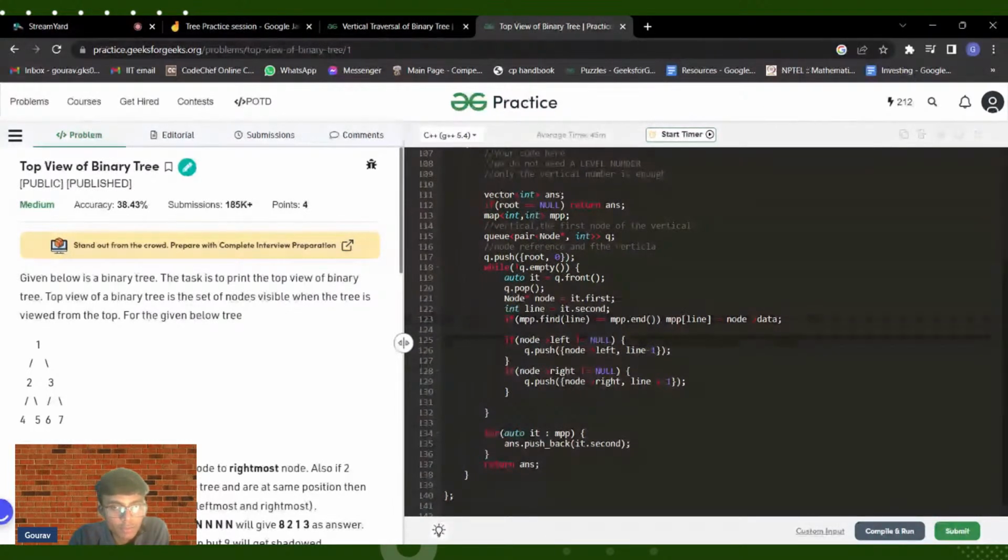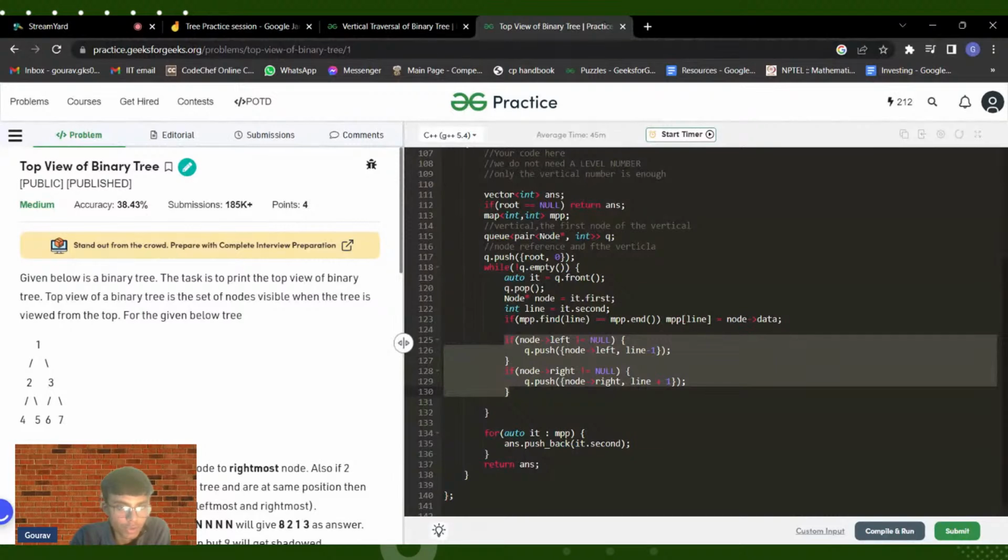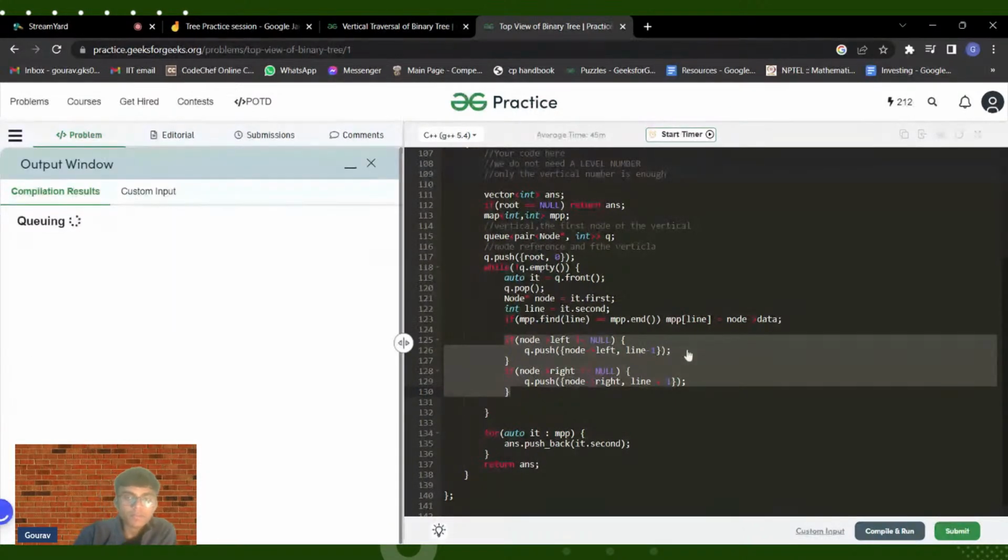For the left part, as usual, we will decrease the vertical by 1. The right part will increase the vertical by 1. And there is no concept of level in this question. So this is basically an easier version of the previous question. In the previous question, we needed to take care of the level as well as the vertical number. But here, only the vertical number would suffice.